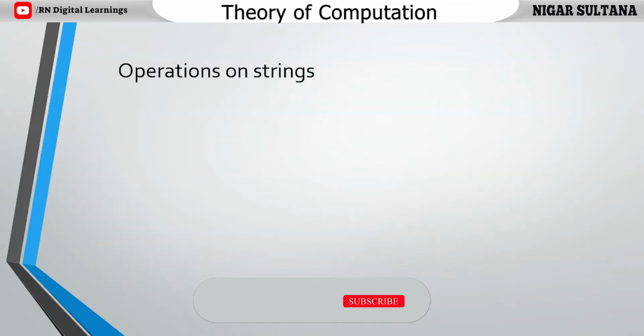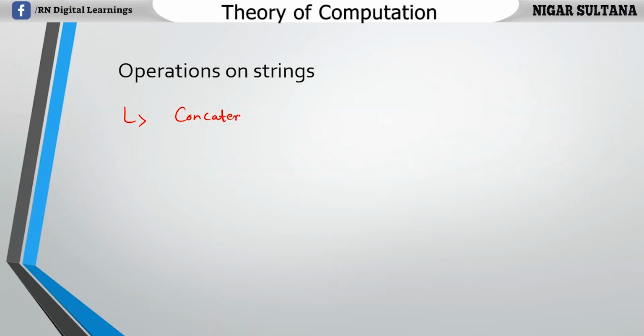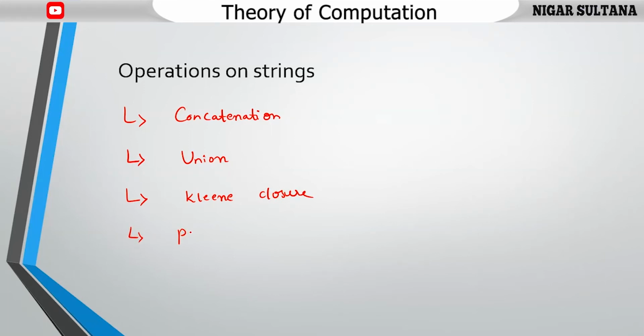Now let's see what operations we perform on languages. The first operation is concatenation. The next operation is union. Third is Kleene closure. The last operation is positive closure. Now let me explain you one by one in detail.